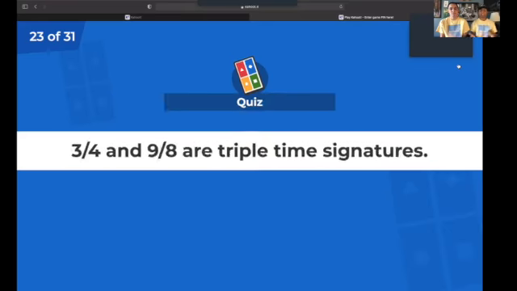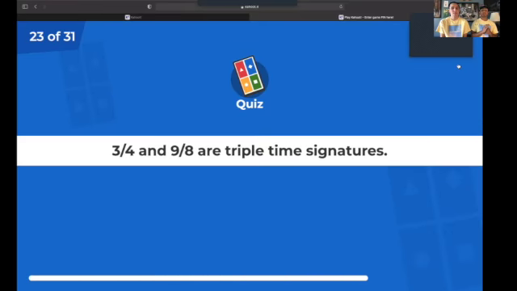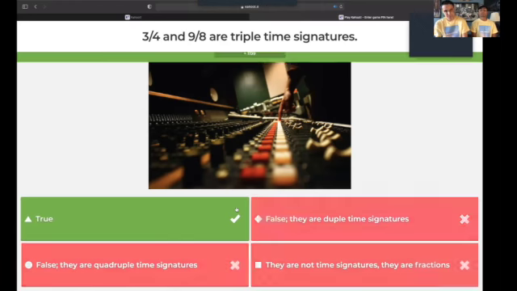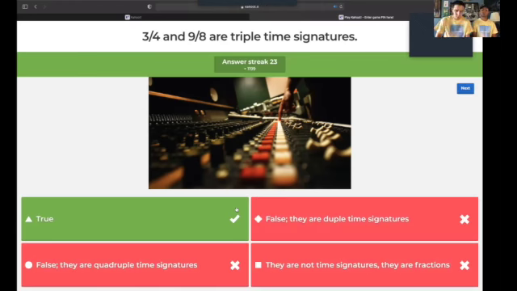So keeping in mind that same concept, are 3/4 and 9/8 triple time signatures? Is it true? Is it false, they're duple time signatures? Is it false, they're quadruple time signatures, or are they not time signatures, are they just fractions? The correct answer is true. If you guys remember, 3 and 9 are both divisible by 3, at least the top numbers are. So that's what gets us that true statement.